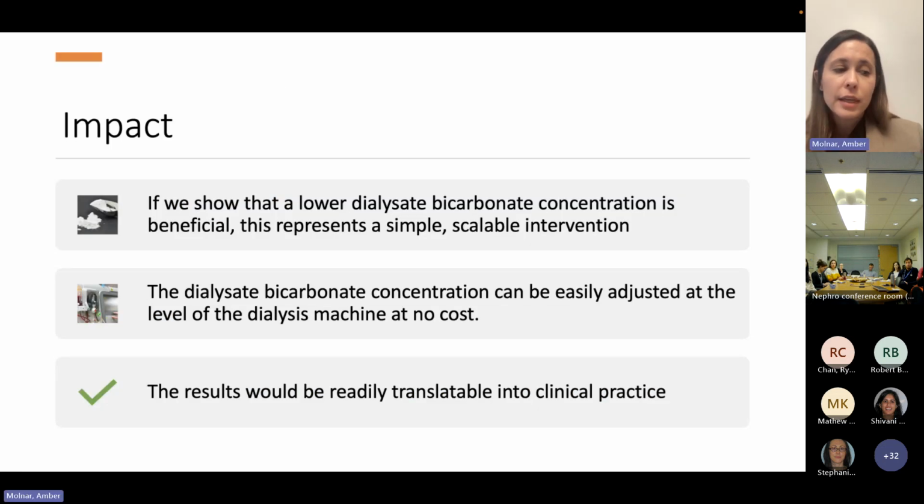So in terms of the overall impact, if we are able to show that a lower dialysate bicarbonate concentration is actually beneficial, this does represent a pretty simple, scalable intervention. The dialysate bicarbonate concentration really can be easily adjusted at the level of the dialysis machine, and this comes at very little to no cost. So we think that the results of this trial will be really readily translatable into clinical practice.